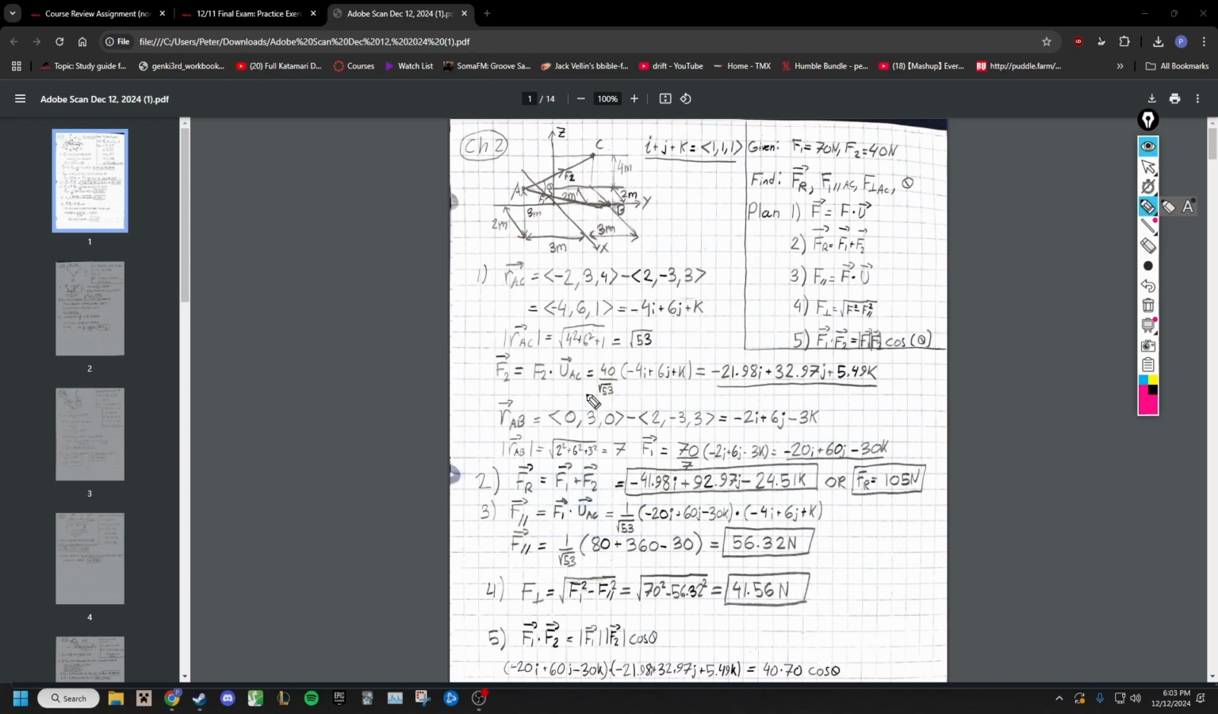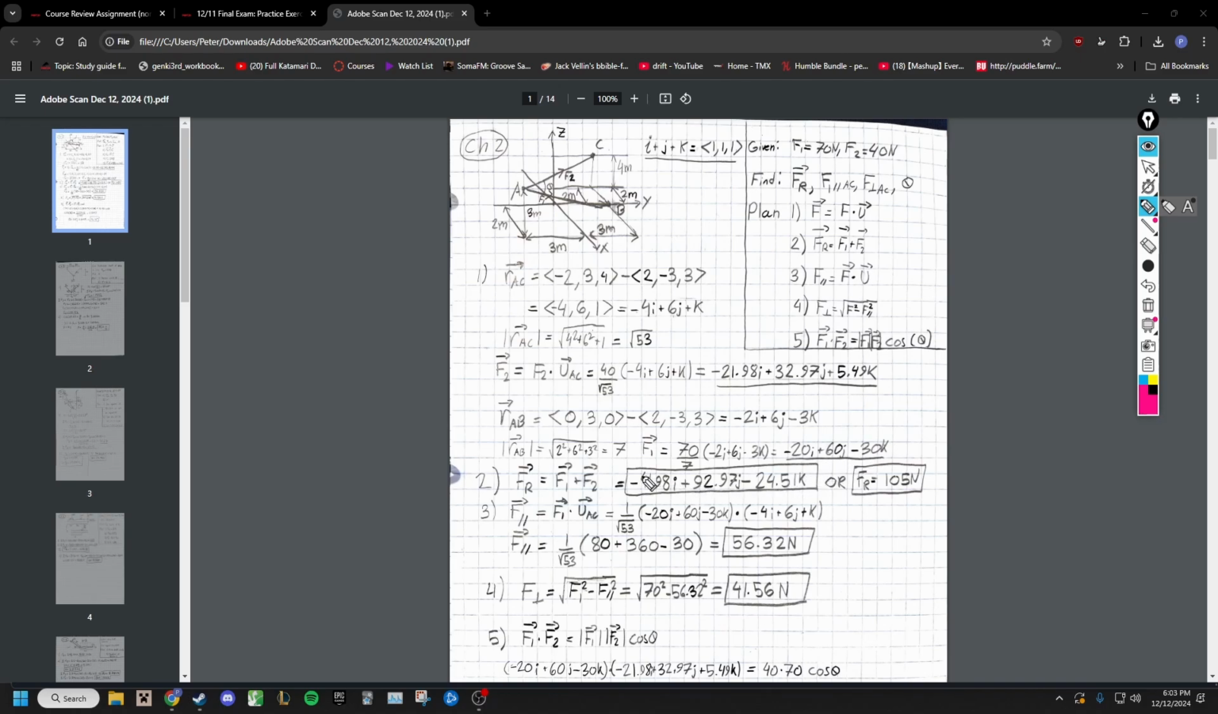So to do that, we just square each component and then add it together and then take the square root. And that ends up being the square root of 53. Then we just multiply them together, and then we get this vector here, which is negative 21.98i plus 32.97j plus 5.49k. And we do the exact same thing for the AB vector in F1. We find that F1 equals 20i plus 60j minus 30k.